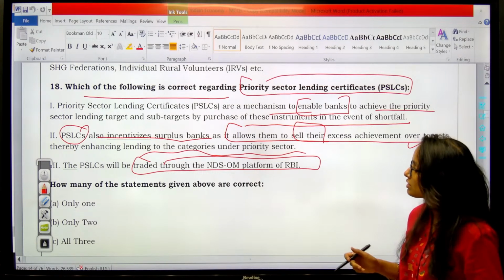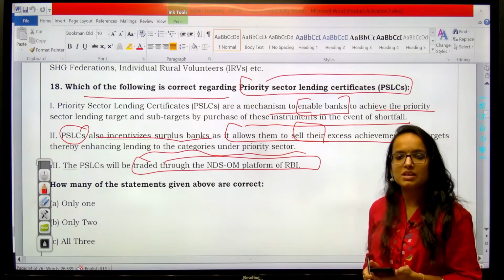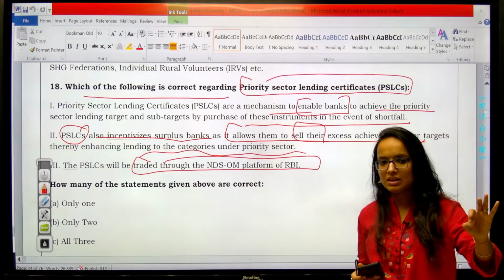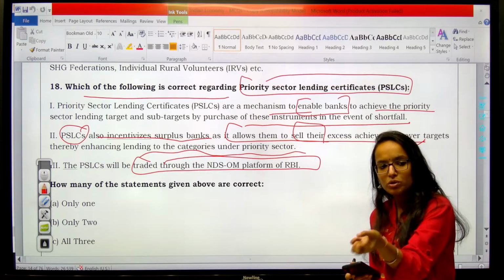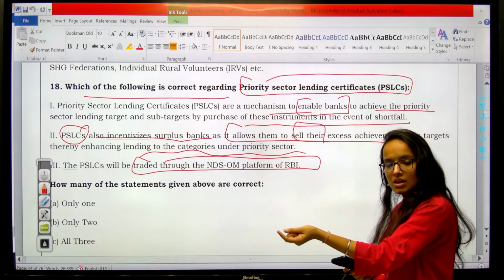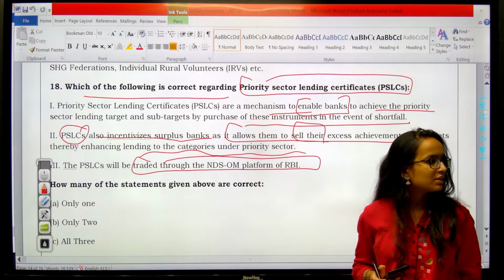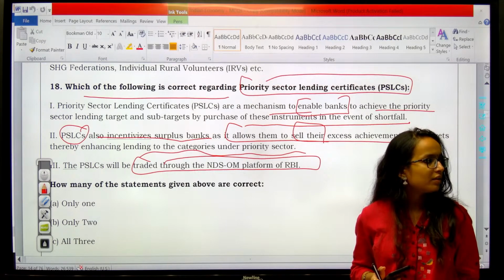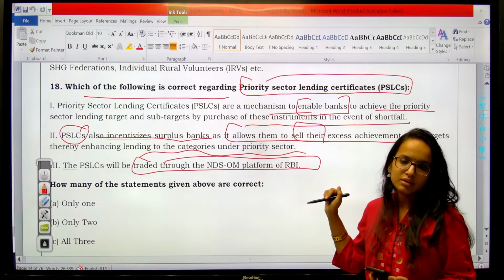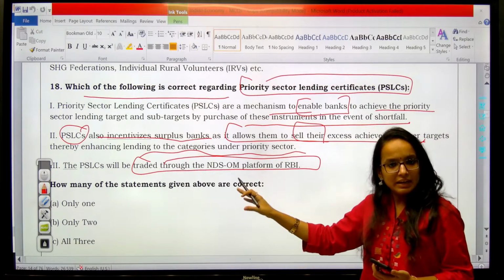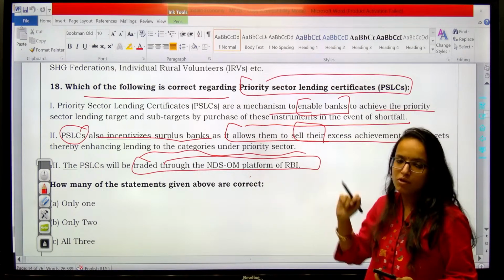Very good, yes. So first is true. Yes, it is a mechanism. These certificates, as you know, they assign a certain limit that you have to do at least this much. If you are running in shortfall, you can purchase these certificates from other banks, or those banks having surplus can sell these certificates, right? Okay, second is also true. Third is wrong here. These can be traded, yes, but these certificates are not traded on this platform, NDS-OM.